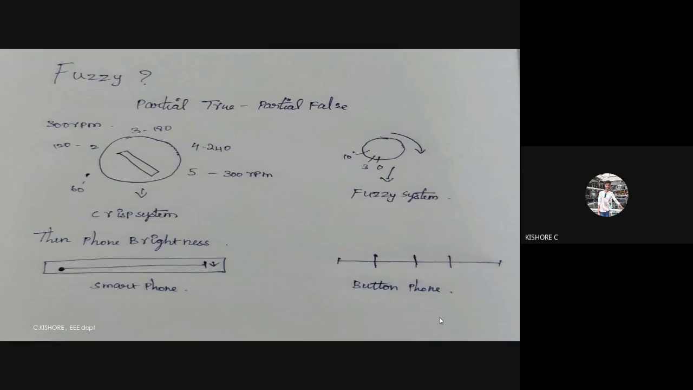Here I have another example for you guys, that is phone brightness. Late in the 90s, button phones were used widely. The user had some fixation marks while changing brightness. But nowadays, we are all using smartphones. There are no marks and fixation points. The user can fix the brightness to any extreme.